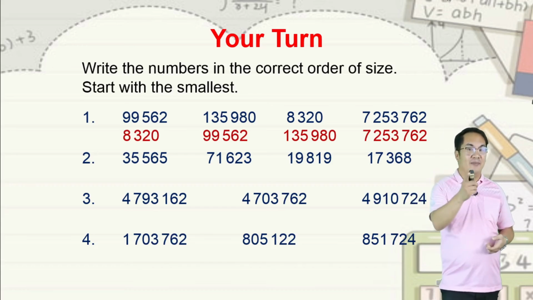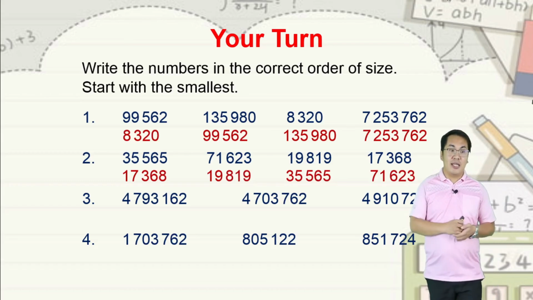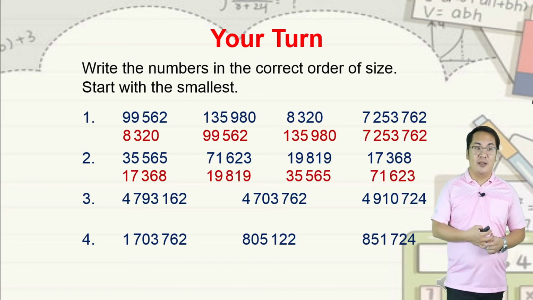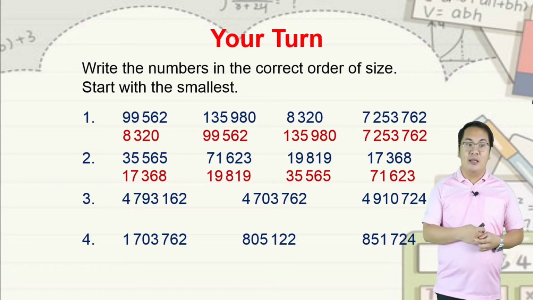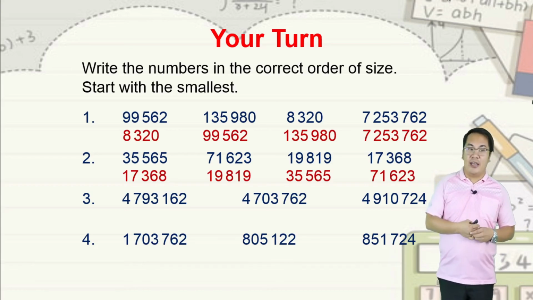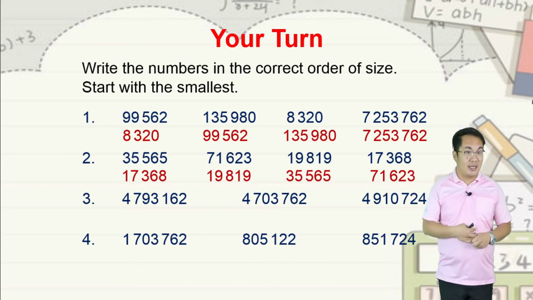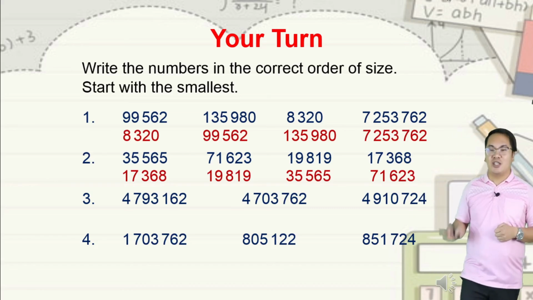So the second one. Are you ready? Let's do this one. So the smallest here is 17,368, followed by 19,819, and next is 35,565 and 71,623. All right? Okay. The third one, we have here the 7-digit numbers.